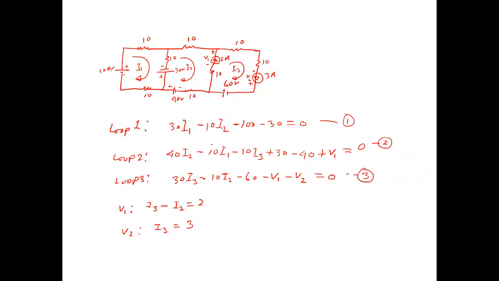Now you just put in the values at every point, then find out V1 and V2. Okay, so this is your formula. This is the loop equation formula. Clear? Yes.